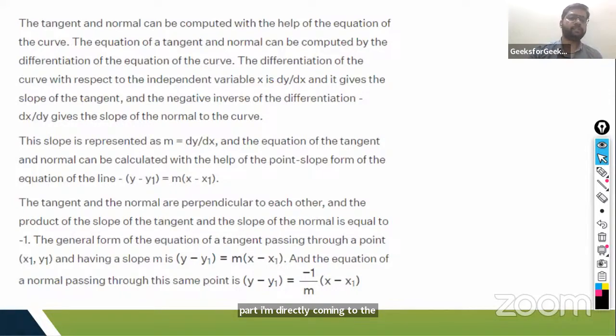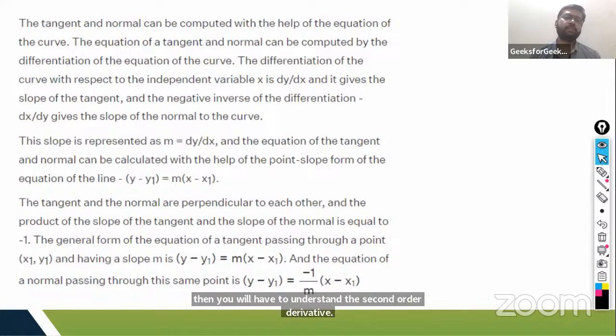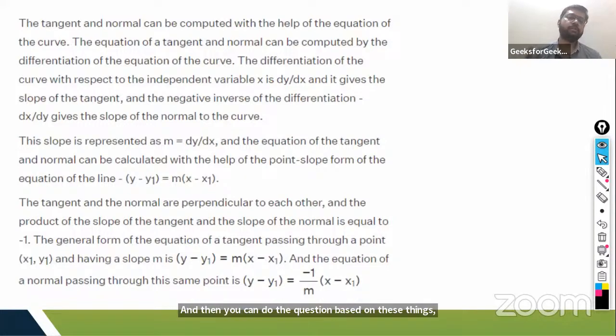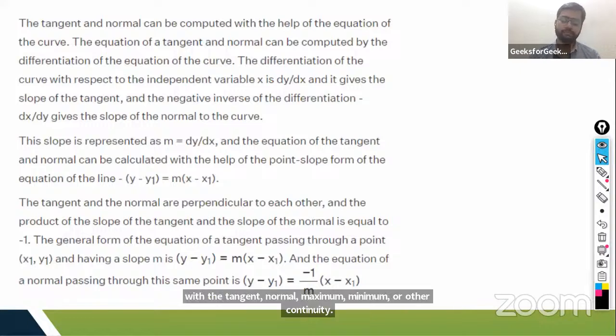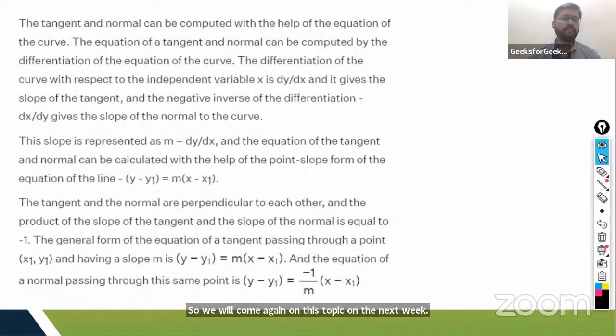Then we will come again to this topic, because differentiation is the main thing. In the GATE examination, they will ask for the double derivative, okay? So I want you to understand the derivative part first, because once you have learned the first order derivative, then you will have to understand the second order derivative. And then you can do questions based on these things, like the tangent, normal, maximum, minima, or the continuity and differentiability. So we will come again to this topic next week. For now, this is all for the continuity and differentiability.